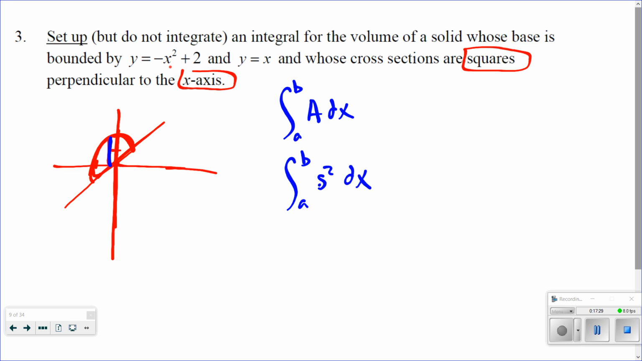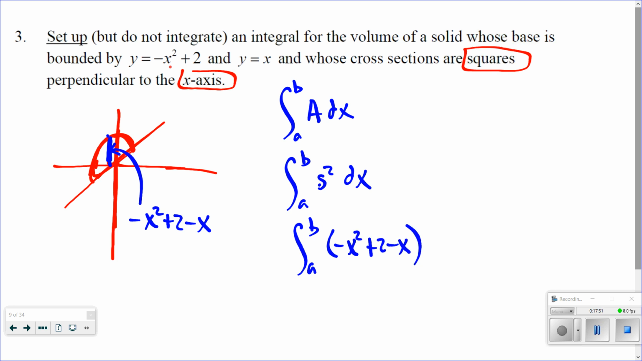Well, that cross-section is one side of the square, so I take the top one minus the bottom one. So the length of that segment right there comes out to be the top one, which is negative x squared plus 2, minus the bottom one, which is x. So that is what s is equal to. So the integral from a to b of negative x squared plus 2 minus x, quantity squared, dx.